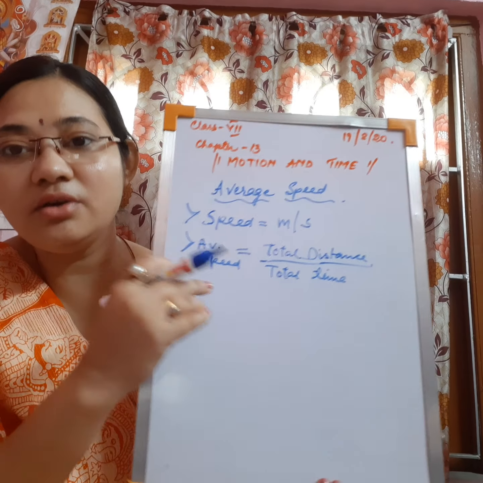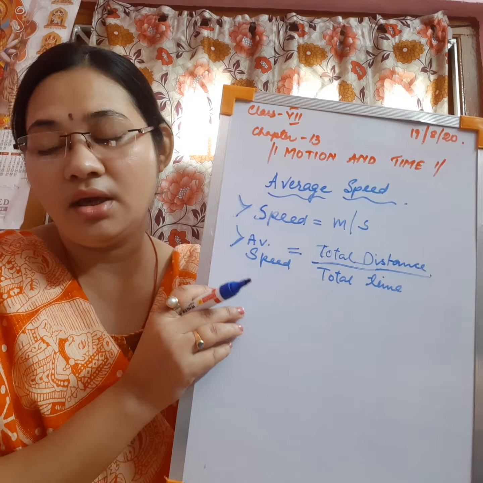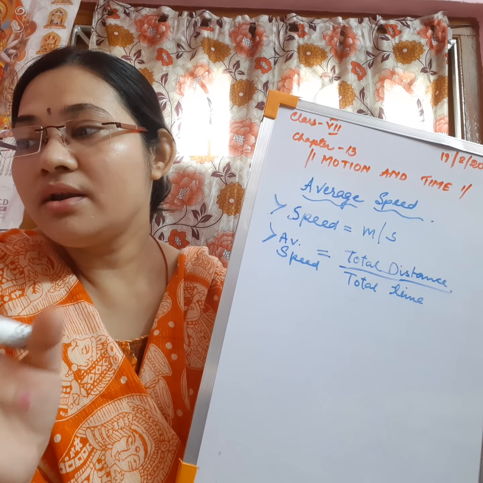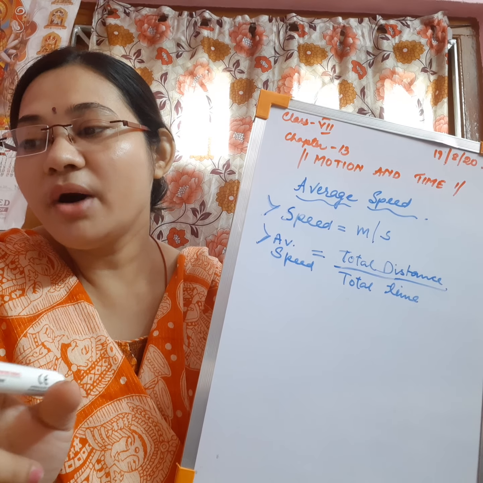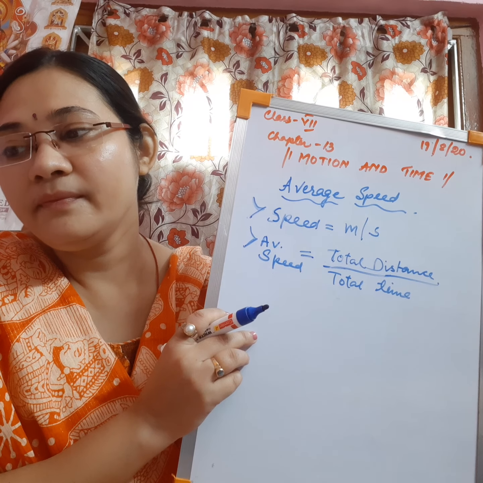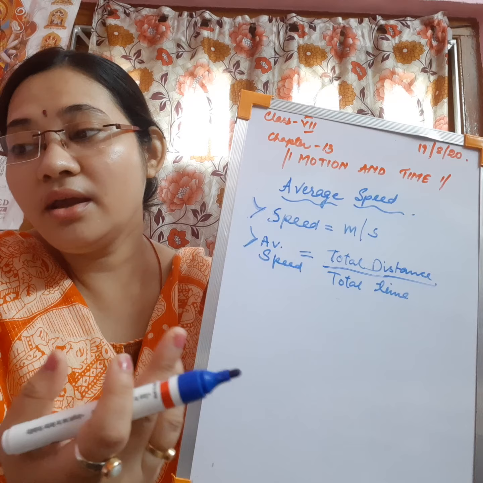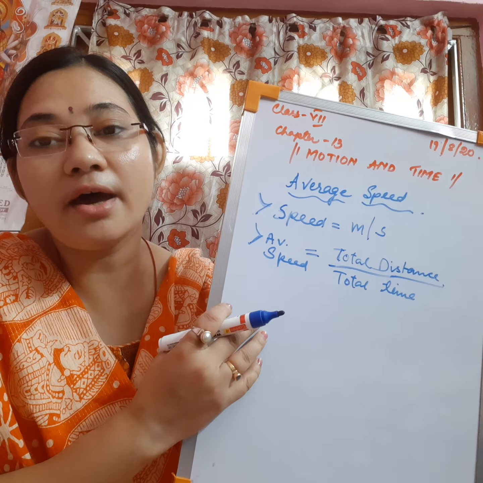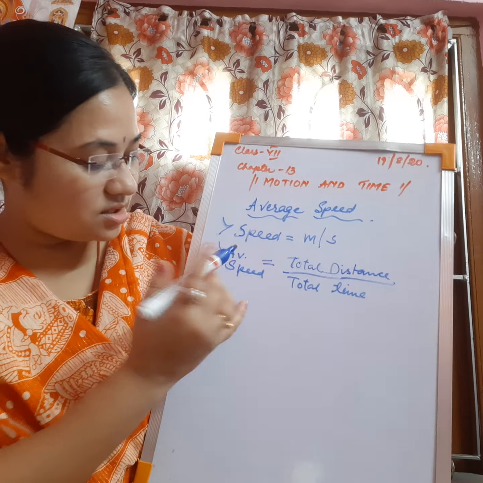I am reading out this numerical. Please listen carefully. In traveling from Pune to Nagpur, Rahul drove his bike for 2 hours at 60 kilometers per hour and the next 3 hours at 70 kilometers per hour. Calculate the average speed. So this is our question.